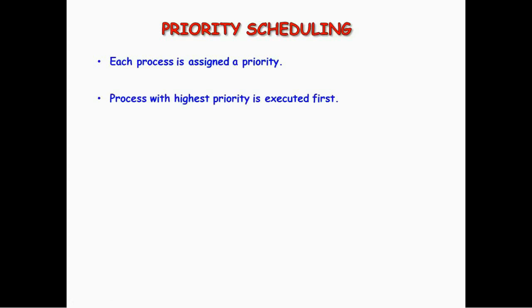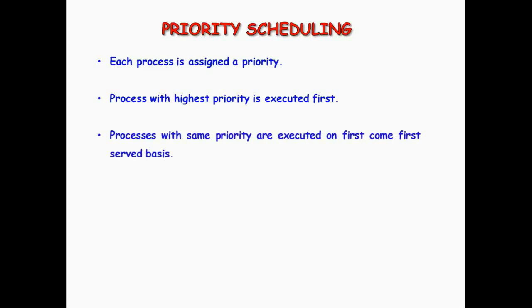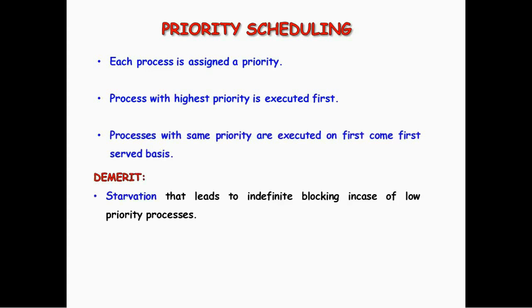Let us see priority scheduling. Priority scheduling can be preemptive or non-preemptive, and here each process will be assigned a priority. The process with highest priority will be executed first. Suppose if both the processes have same priority, then they are executed on first come first serve basis. The demerit of priority scheduling is starvation.